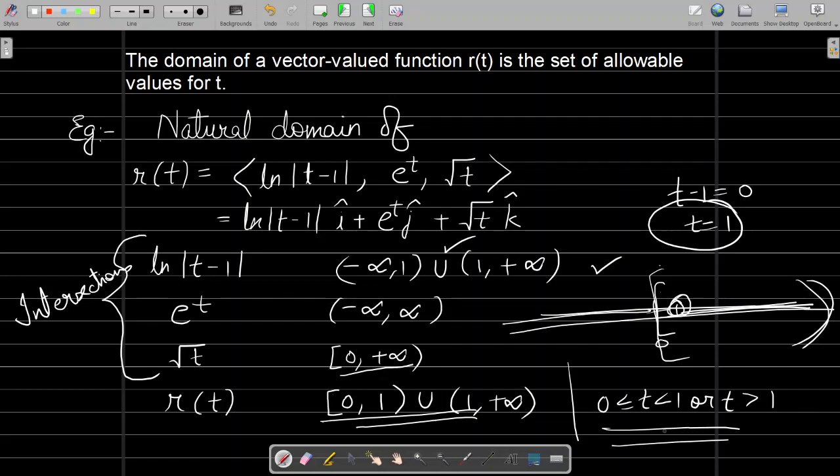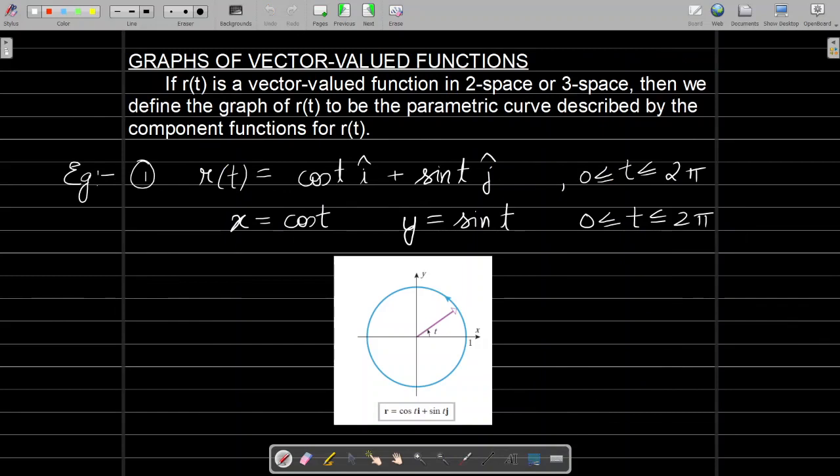So by the natural domain of a vector valued function, we mean the set of all possible values of t for which the function is defined. Now, moving on to the graphs of vector valued functions. If r of t is a vector valued function in 2 space or 3 space, then we define the graph of r of t to be the parametric curve described by the component functions of r of t.